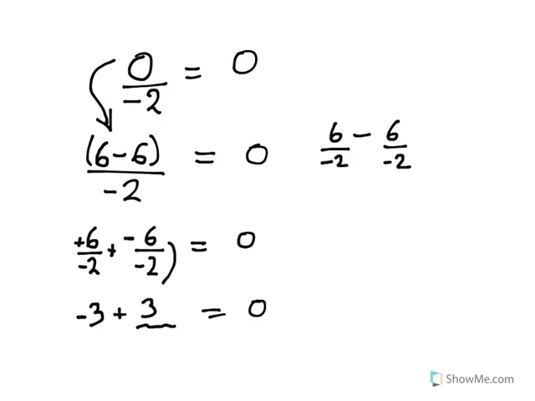And therefore, minus 6 divided by minus 2 must equal plus 3, showing that two minus numbers divided always gives you a plus number as your answer. So this is showing us that a minus divided by a minus is a plus. Let's look at a few examples.